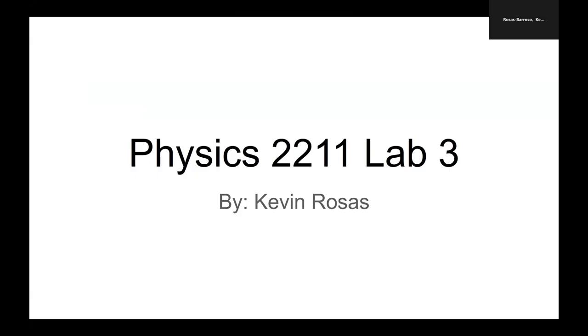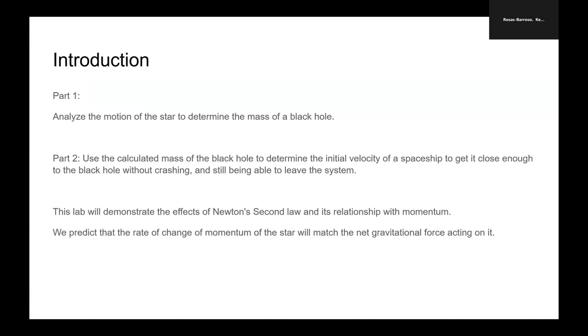This lab investigates gravitational motion using computational models. In Part 1, we estimate the mass of the black hole by analyzing the orbit of a star. In Part 2, we simulate a planet, moon, and spaceship system to determine a velocity that allows the spaceship to travel through the system without crashing.